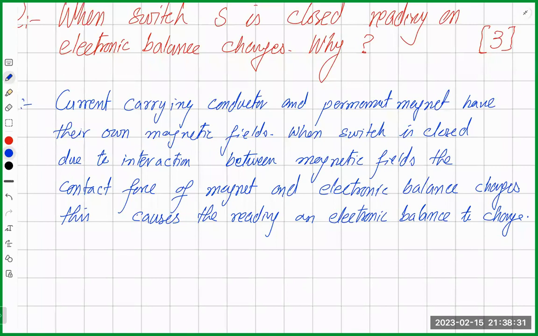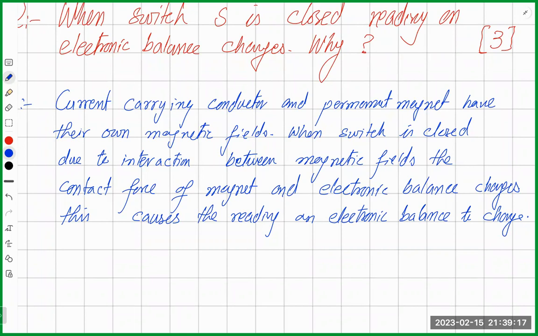So it's going to have a magnetic field. So they're going to both interact with each other. So there's going to be a contact force. Contact force means, how do you think an electronic balance measures anything? You put something on it, and because of the weight, the plate on the top of the electronic balance gets compressed. This is done because of the contact force that is generated because of the weight of the object. So this is where Newton's third law comes in.